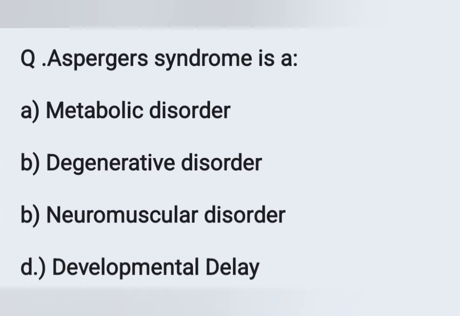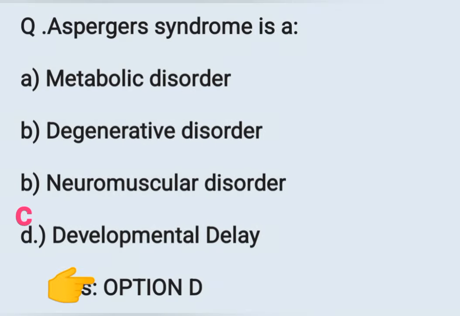And the next question is, Asperger's syndrome is a. Options: option A, metabolic disorder. Option B, degenerative disorder. Option C, neuromuscular disorder. And option D, developmental delay. Asperger's syndrome is a developmental disorder. It is a developmental delay. Option D is the correct answer.